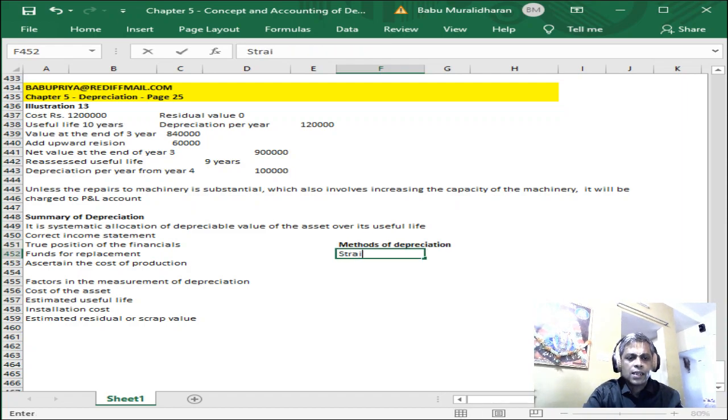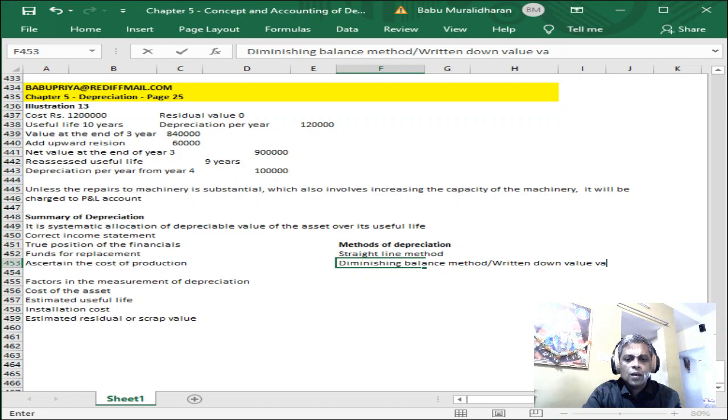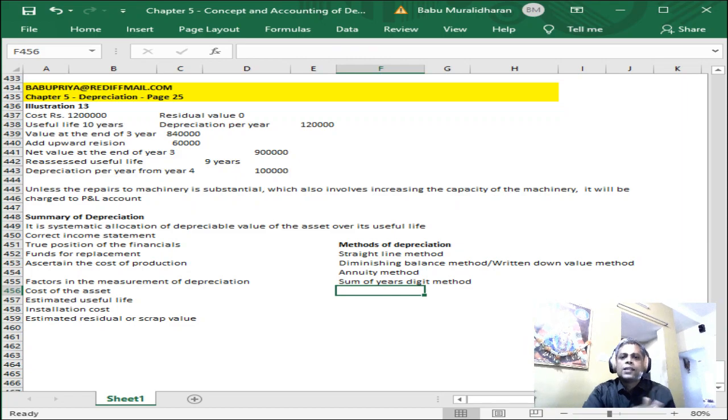One, the straight line method, and the other one we saw is the diminishing balance method, which is the most prominent method. It is also called the written down value method. Then we also saw the annuity method, which is mostly used in case of lease, and we also saw the sum of years digit method, wherein we calculate the total sum of years and then apportion depreciation.